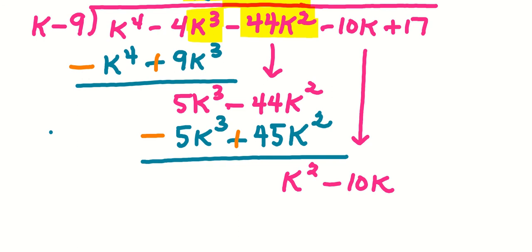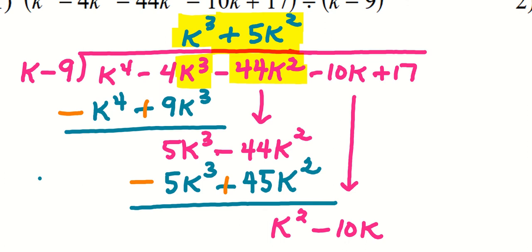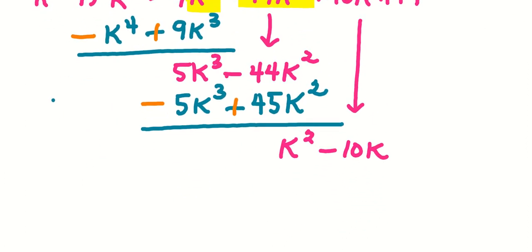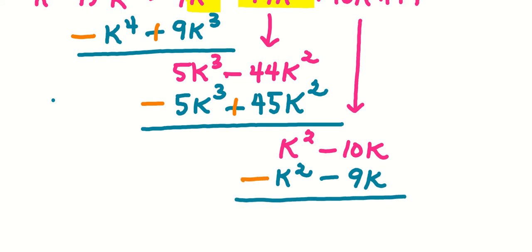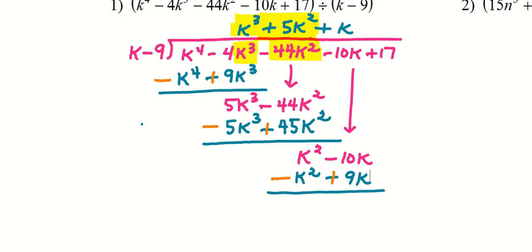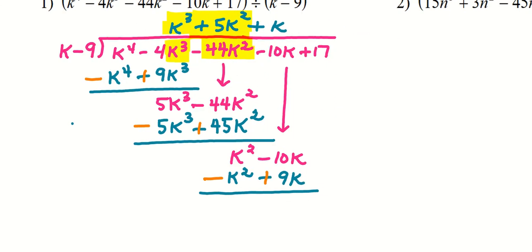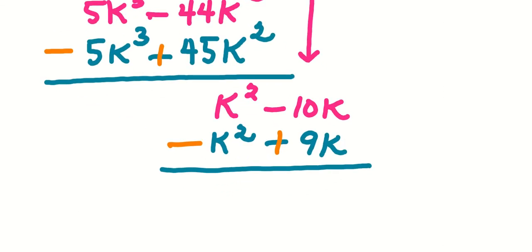Divide k minus 9 into that. That only goes in k times. So we're going to write a plus 1k right here. Multiply and distribute that k to the k minus 9, giving me a k squared minus a 9k. And remember, we're going to change those signs. When I do negative 10k plus 9k, I'm left with a negative 1k as my remainder.